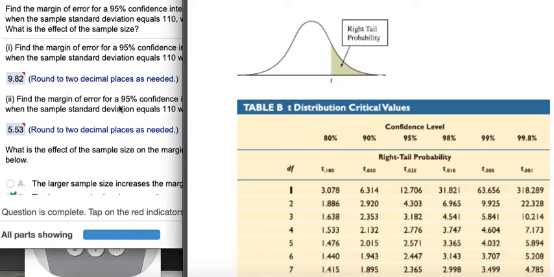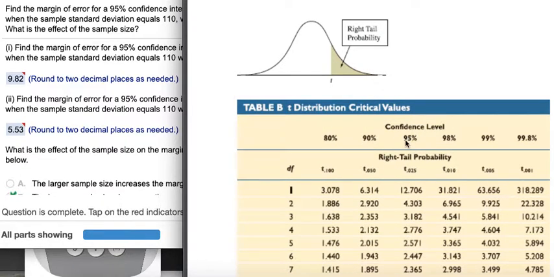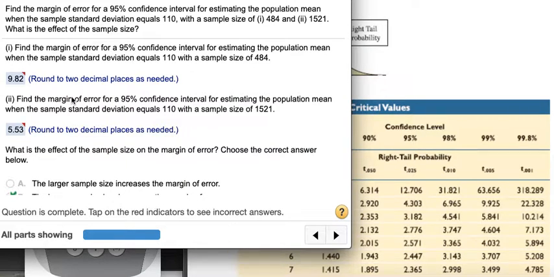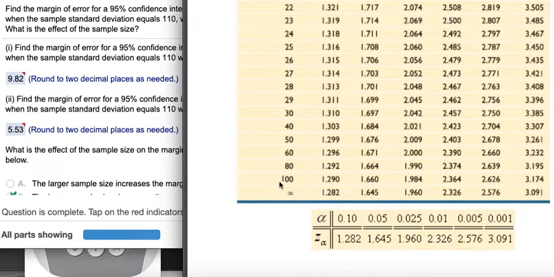This problem tells us 95% confidence interval, and so we know that this middle column is the one we want because it's the 95% column. And then degrees of freedom is n minus 1. We have a sample size of 484, so we want degrees of freedom of 483, but our table only goes to 100. Whenever we have anything significantly more than 100, rather than the 100 row, we'll use this degrees of freedom of infinity row.